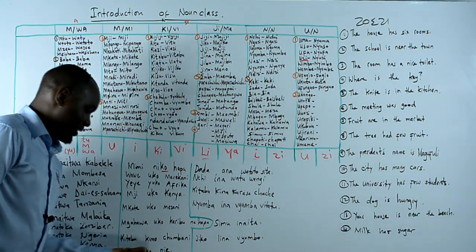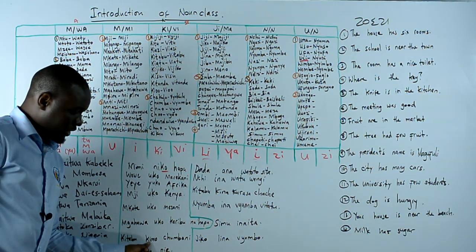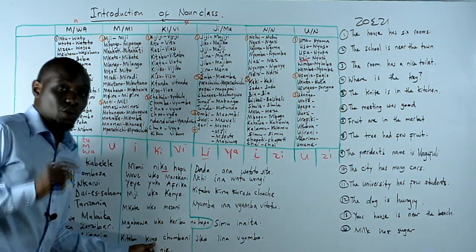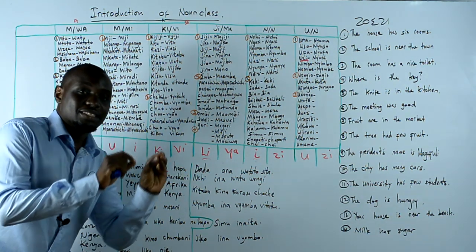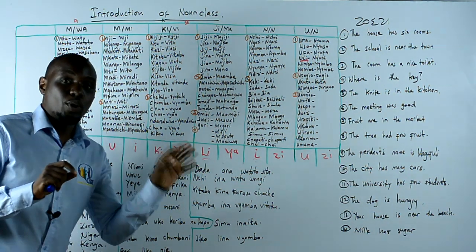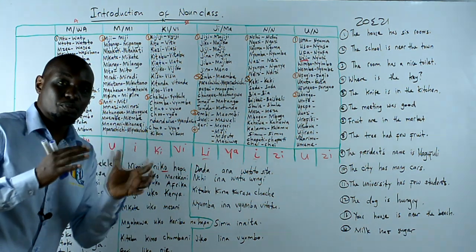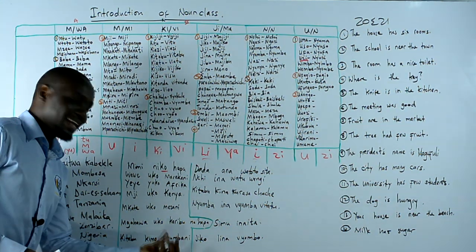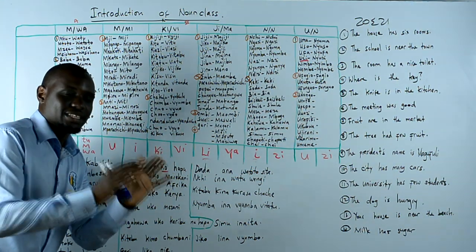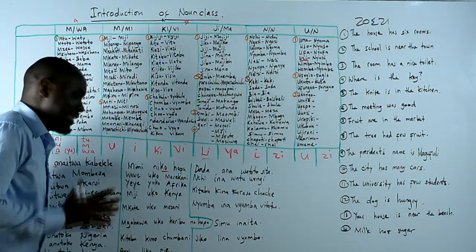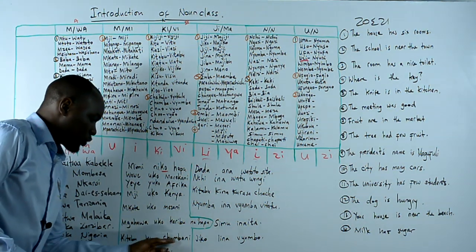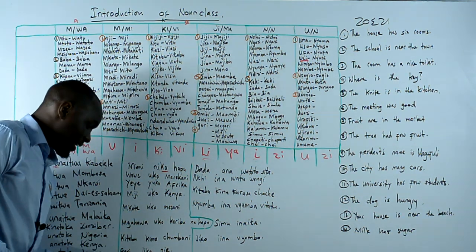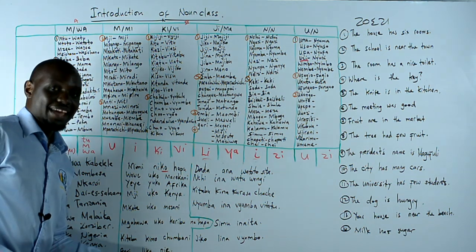Kitabu kimo chumbani. The book is now kimo, not kiko like here. Ko, but here is mo. Why mo? Go watch the locative suffixes video, the verb to be in a place. You will understand why. Because it's an inside location. Chumbani is in the room. So it's an enclosed space, inside something. So kitabu kimo chumbani. The book is inside the room. Gari liko nje. The car is located outside. The car is outside.